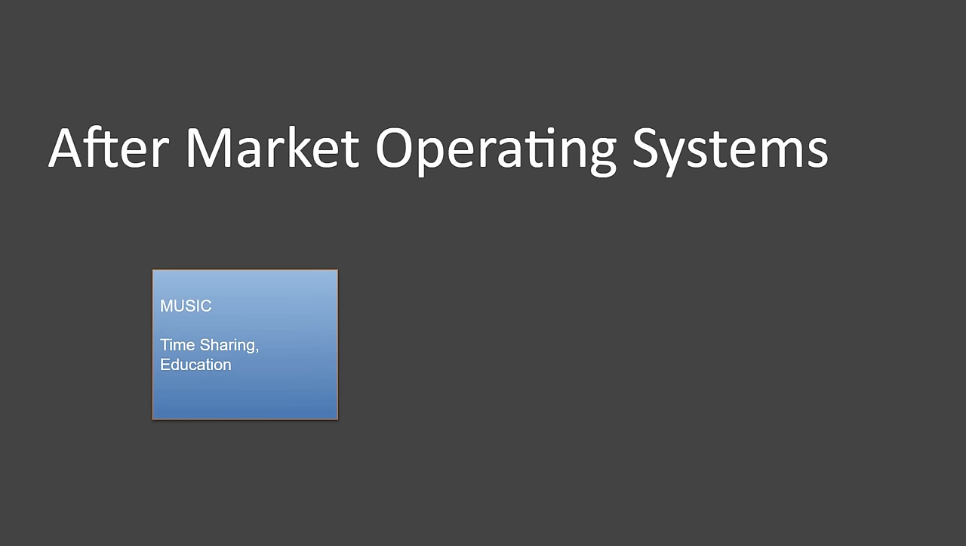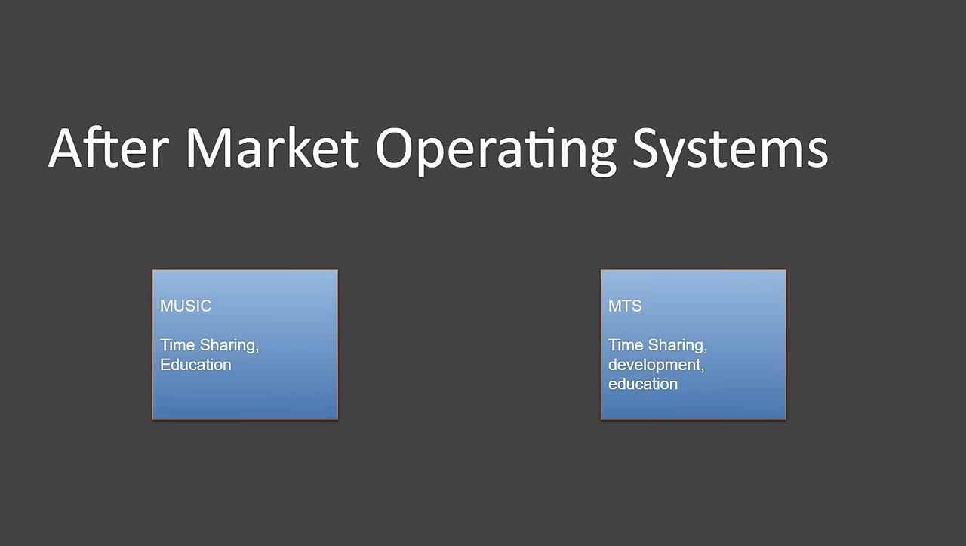There were also several aftermarket operating systems such as MUSIC, which was a time-sharing operating system developed for people to be able to log on and do some development on their terminals and for educational purposes. And then another one called MTS, which was an operating system also for time-sharing, development, education, similar kinds of use cases. Both of these were not developed by IBM, but IBM would gladly sell or support those if customers were buying a mainframe to use those operating systems.